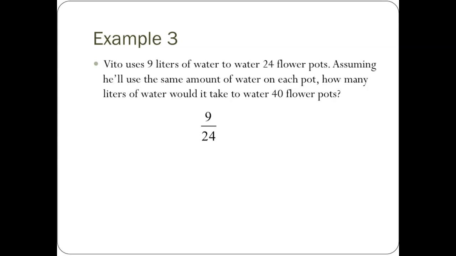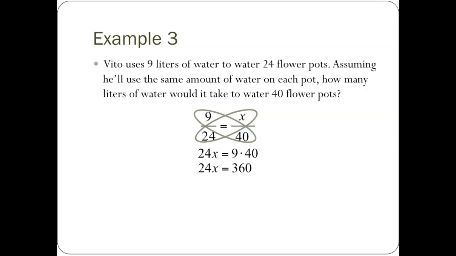So how many liters of water? That is x, because that's what we're trying to solve for. Now, liters of water we put in the numerator. So on the right, we're going to put x in the numerator and 40 flower pots in the denominator. All right, now we can cross multiply. So 24x equals 9 times 40, which is 360. Divide both sides by 24, and we get that x is equal to 15. So how many liters of water would it take to water 40 flower pots? That would be 15 liters of water.